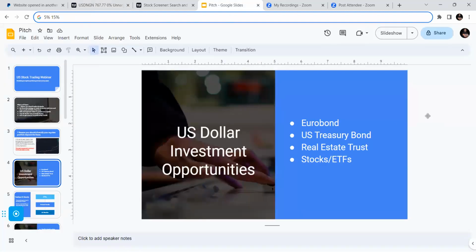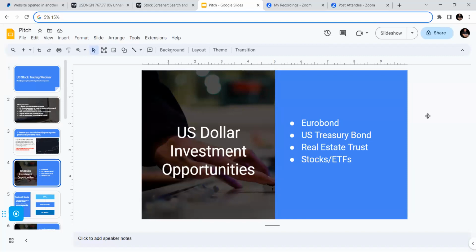So that's Eurobond and then US Treasury bill. Then you also have real estate investment trusts as another dollar opportunity. You can actually invest in US real estate. There are opportunities in the US real estate market you can invest in if you don't want to go the stock way. And in that market, every real estate company, I think they are mandated to pay 90% of their rental income as dividend. That's a law.